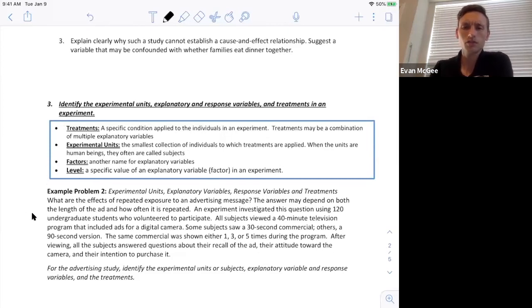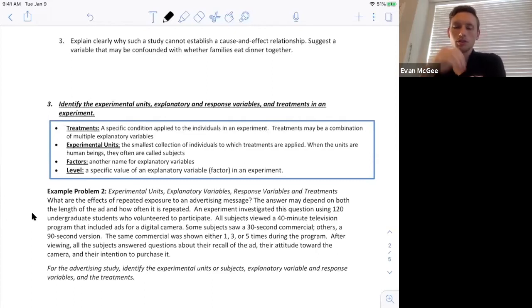So what are the effects of repeated exposure to an advertising message? The answer may depend on both the length of the ad and how often it is repeated. An experiment investigated this question using 120 undergraduate students who volunteered to participate. All subjects viewed a 40-minute television program that included ads for a digital camera. Some saw a 30-second commercial, others saw a 90-second commercial. The same commercial was shown either 1, 3, or 5 times during the program. After viewing, all the subjects answered questions about their recall of the ad, their attitude toward the camera, and their intention to purchase.